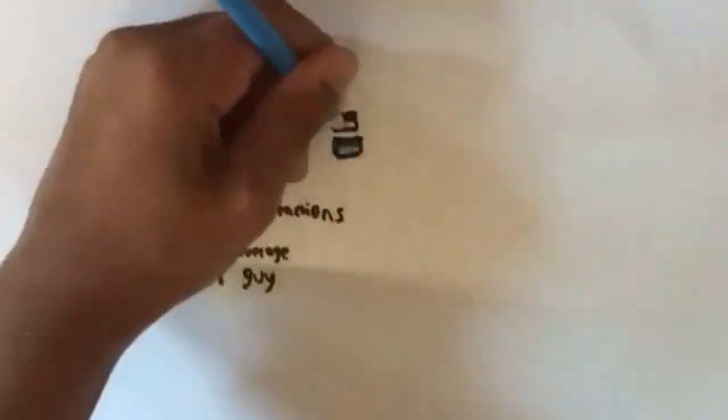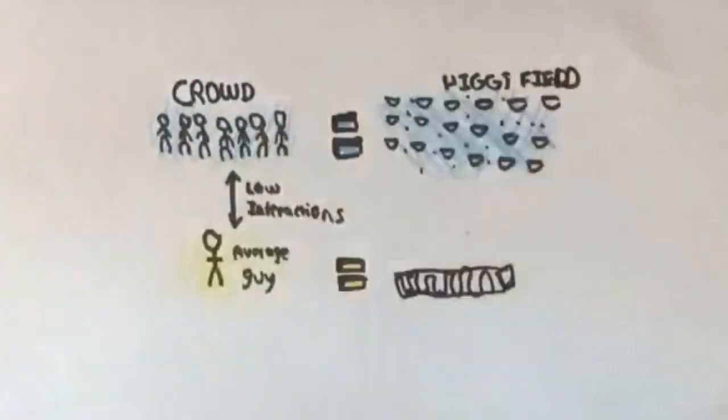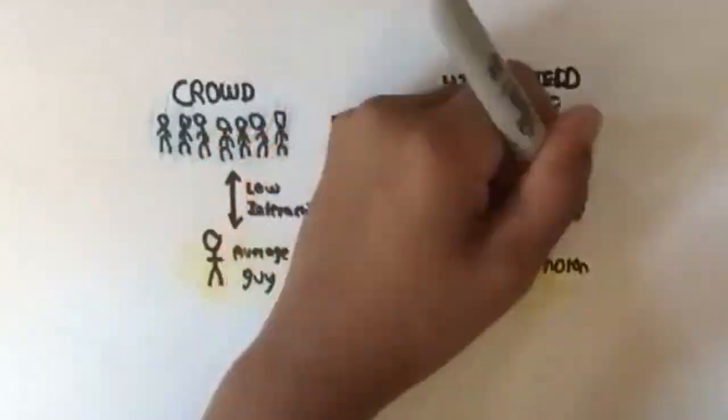If this crowd was the Higgs field, the average guy would be like a photon. Because he didn't interact much with the Higgs field, he would move through it effortlessly. A photon is like this because it doesn't interact at all with the Higgs field, which is why it travels at such astounding speeds. In contrast, Albert Einstein would interact a lot more with the surrounding crowd, and it would take an eternity to get to the bar.